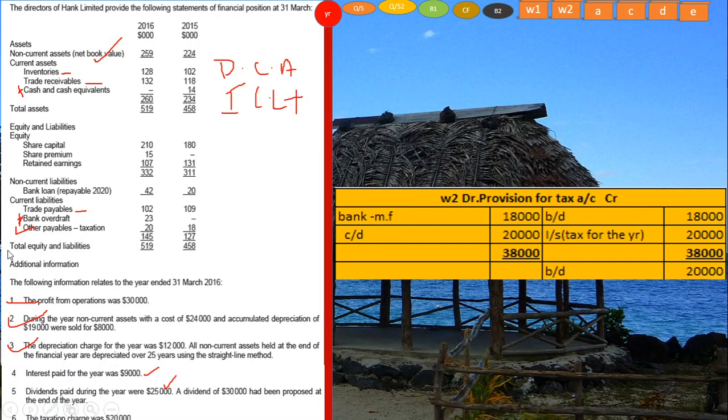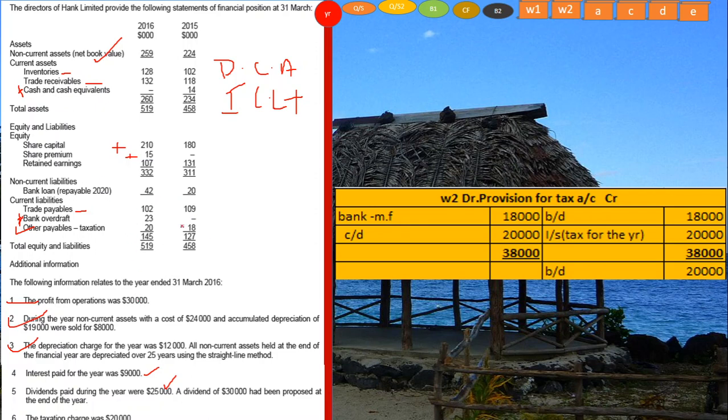So cash flow from financing activities, you need to look at shares and long-term liabilities. So shares and debentures basically. So here share capital is here. Share capital is increasing, so plus the increased component. Share premium also increasing, so plus 15. And then down here, anything else? No. So it's not there.